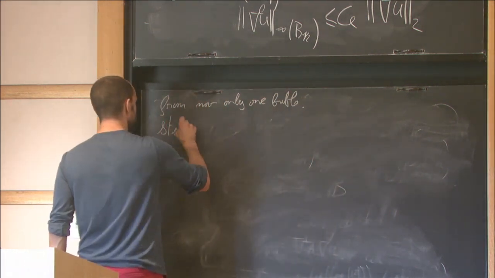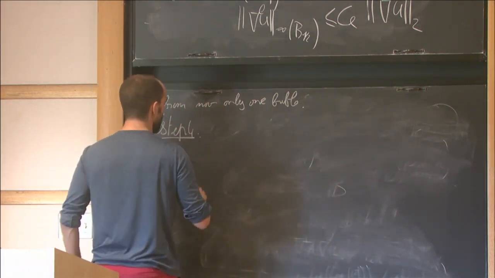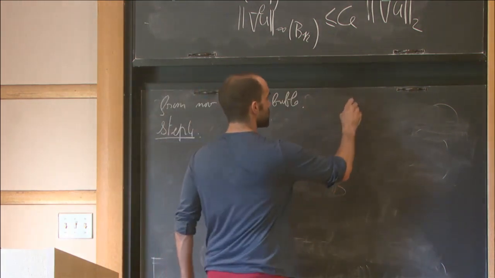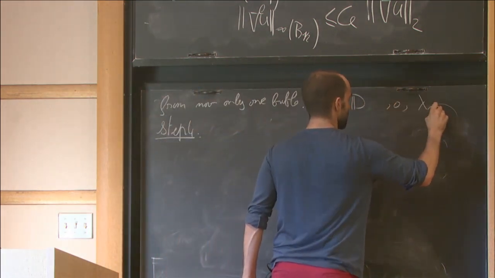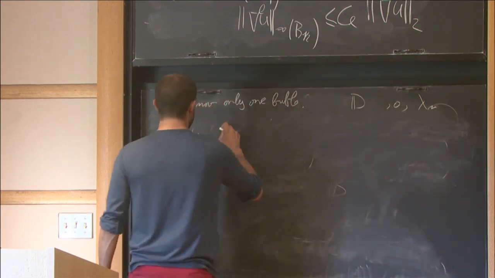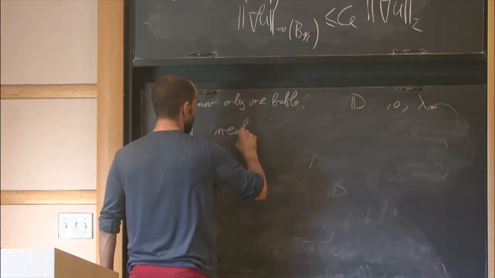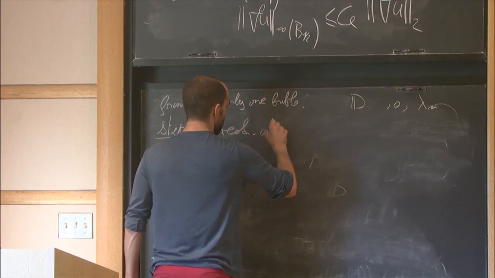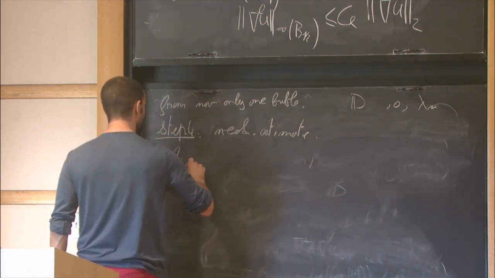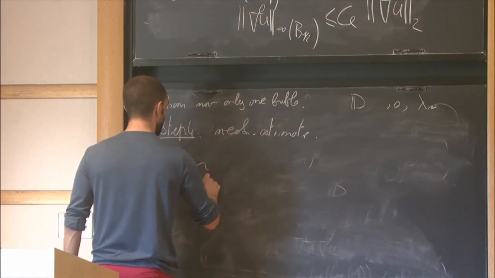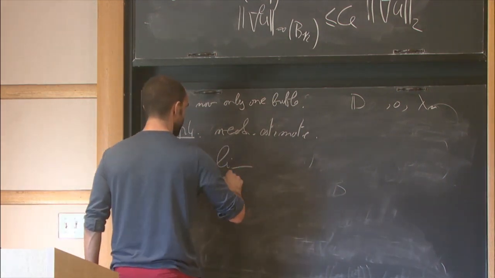So step 4. We have only one bubble, so it's a disk centered at 0, and the scale is lambda n. And the weak estimate is something automatic. It's just due to the scale invariance. It says that the limit in the neck region of the weak L2 norm is 0.